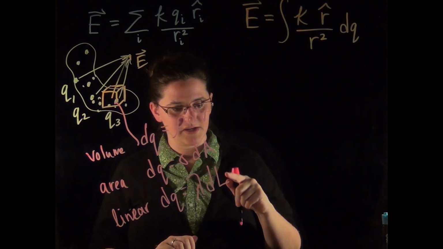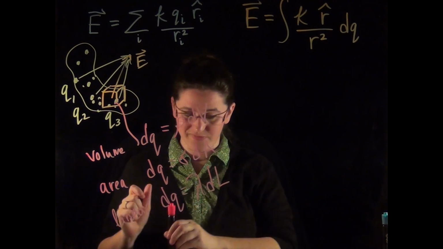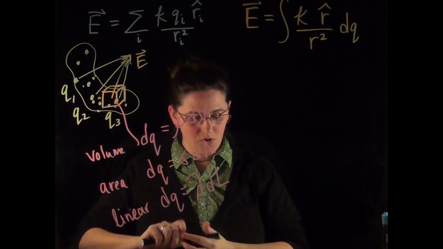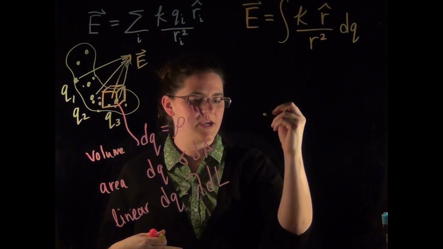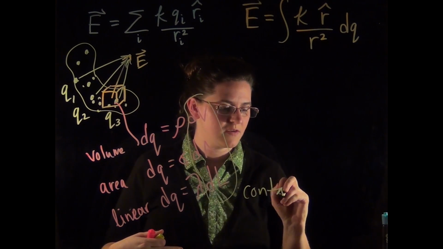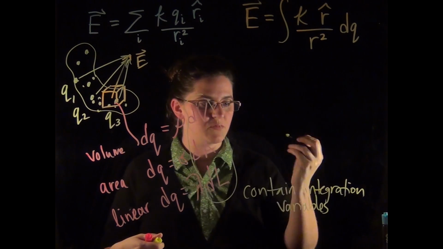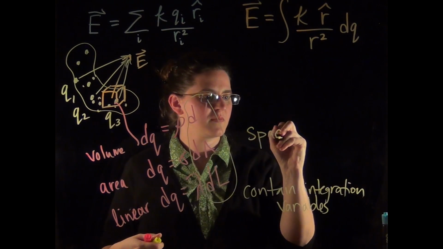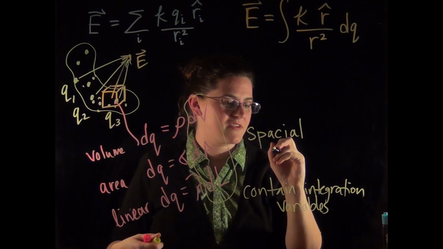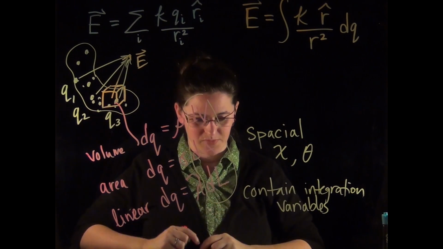dV, dA, and dl mean that the integration variables will be spatial, not special, spatial. So the integration variables will contain something like x or theta, things that can be integrated over in space.